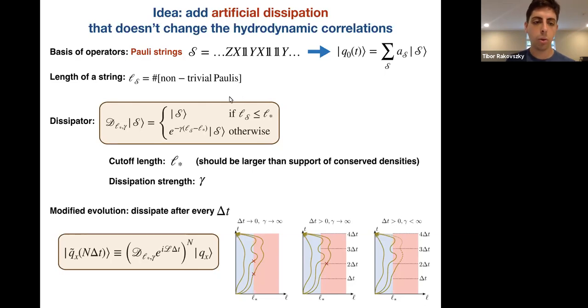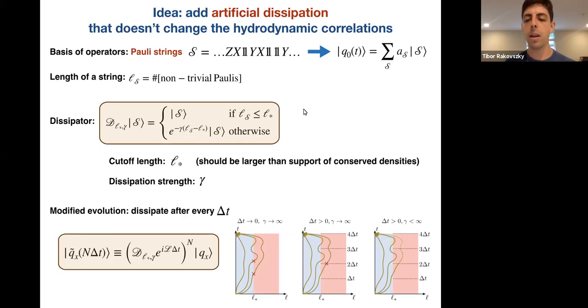And the way to do this is to introduce a super operator, which we call D for being a dissipator. And it has two parameters, L star and gamma. So L star is a cutoff, which tells us that if we have a Pauli string whose length is shorter than this cutoff, then the dissipation doesn't do anything. So certain operators are just not affected by this dissipation.